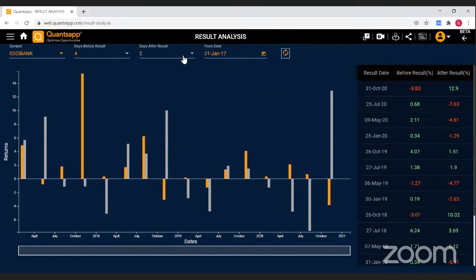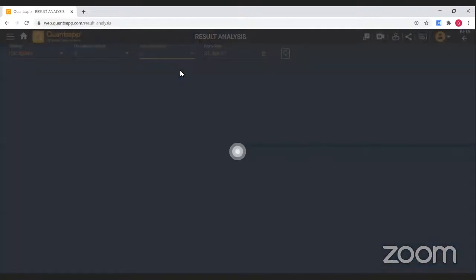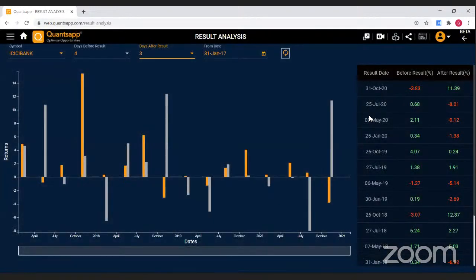So this is what 2 days. Now I want to say 3 days. So I'll quickly tell you the importance of doing this. What happens is that companies announce results, and the stock movement will be whatever it is going to be. But looking into the past, how this stock has moved previously gives me an idea.